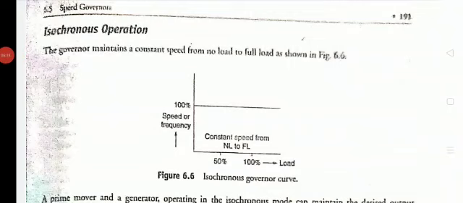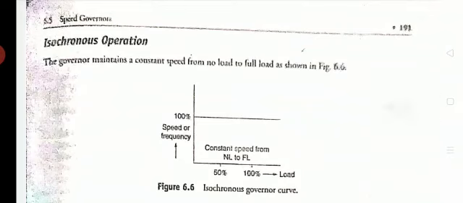See the isochronous governor curve we have drawn. If you observe here, the x-axis is for the load and the y-axis is the frequency variation. You can observe the constant line over there, that is the 100% line we have drawn, from no load to full load. We have given the values as the load is varied from 50% to 100%. That is the meaning of this curve. In isochronous operation, irrespective of the change in the load, the frequency is maintained at its 100% value.